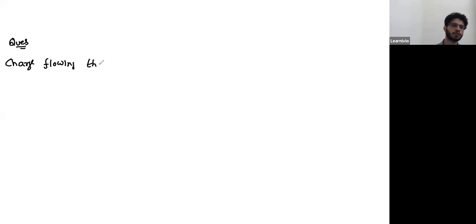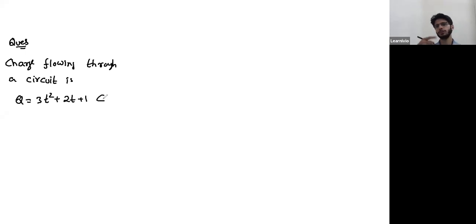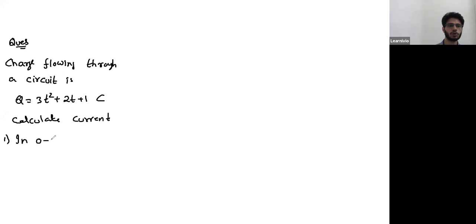Charge flowing through a circuit is, let's say, given by the equation 3t square plus 2t plus 1 coulomb. This is the charge which is flowing through a circuit. Calculate the current first in 0 to 2 seconds, and then at t equal to 2 seconds.